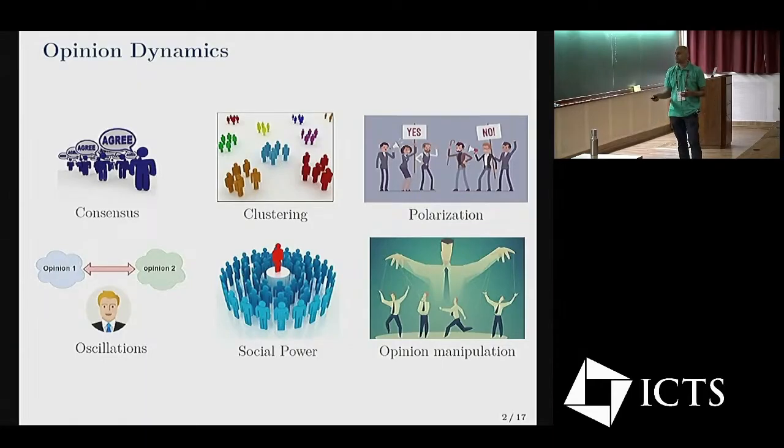In such social settings, we might also want to identify the individual or individuals who have the most social power or most influence and so on. So these are some questions that we may be interested in from an analysis point of view. Perhaps from a design point of view, we might also care about how to manipulate opinions, or how to perhaps prevent manipulation of opinions in a social network and so on. So we have all these interesting motivations.